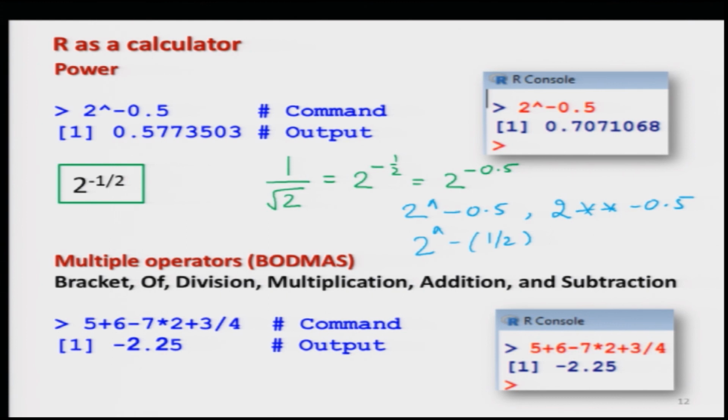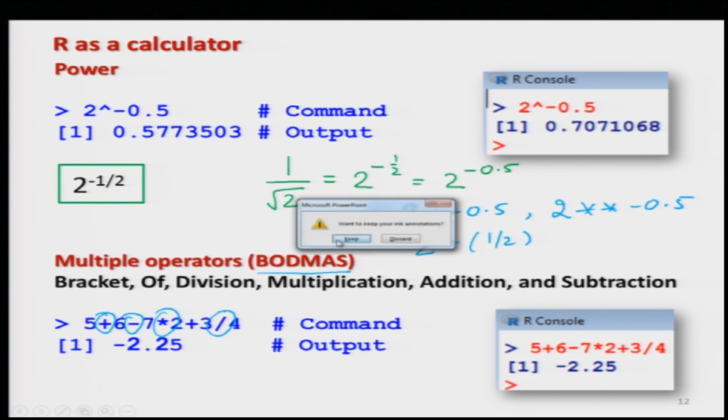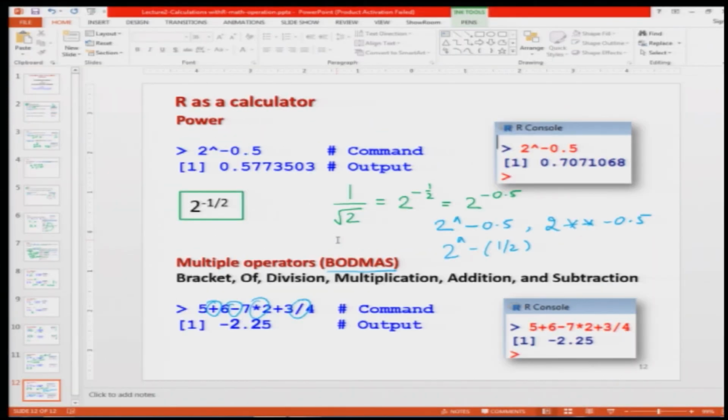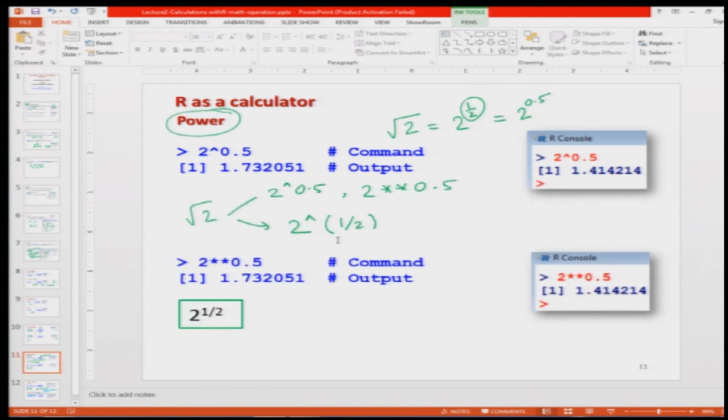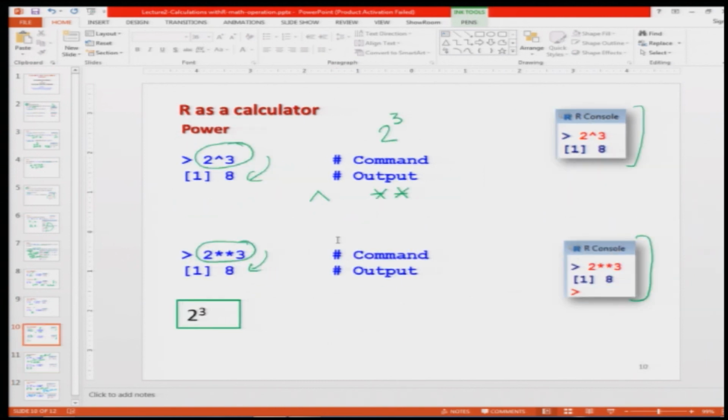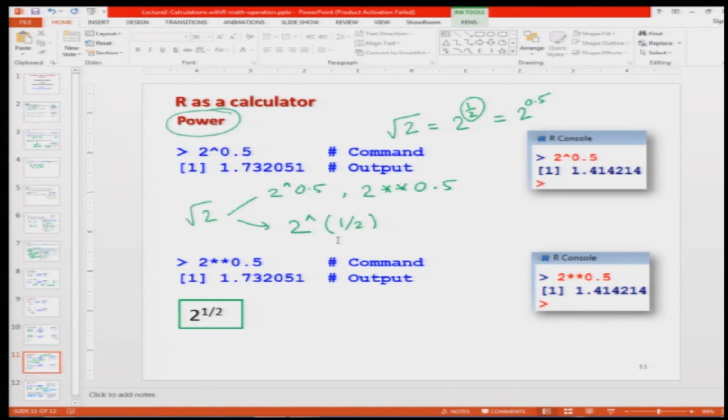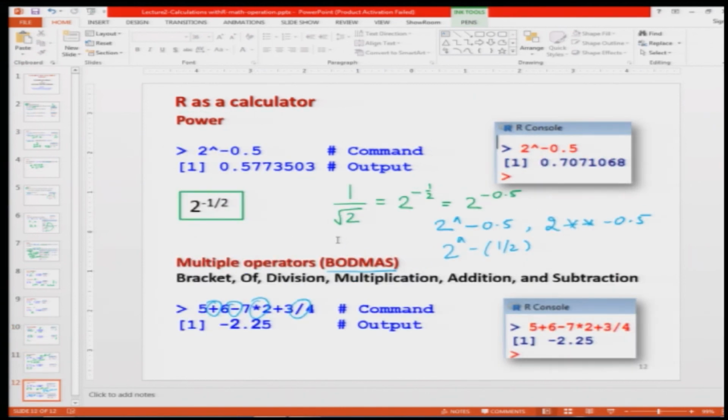And in case you have multiple operators, like the plus sign, minus sign, multiplication sign, division sign, everything in one command, then the rule is very simple. R also follows the rule of BODMAS, that is bracket, of, division, multiplication, addition and subtraction. That is the same as what you have learnt right from your childhood. So let me try to show you all these things over here, the power operators and this BODMAS rule.